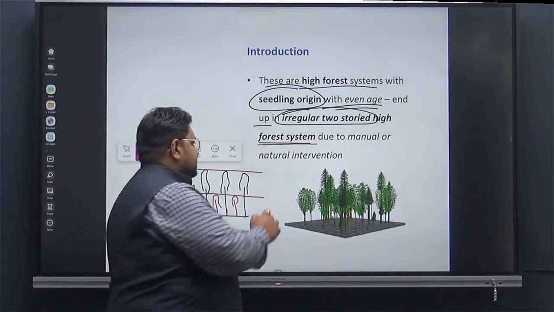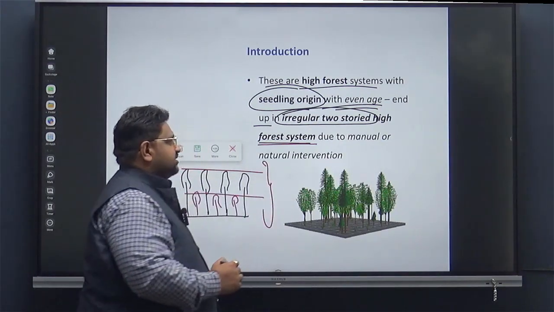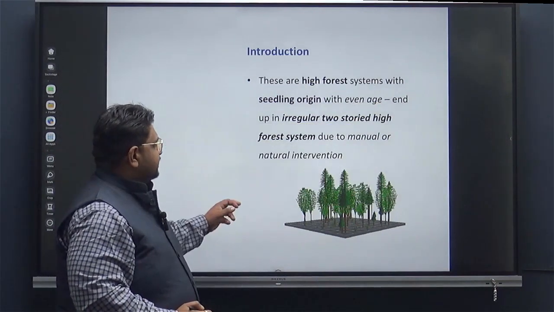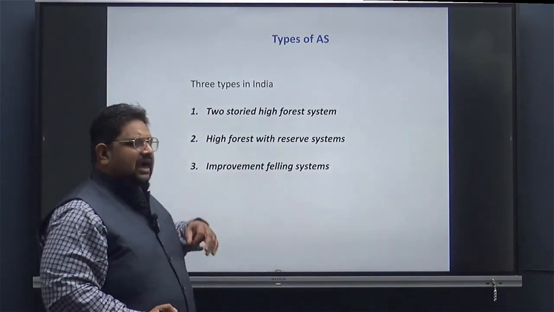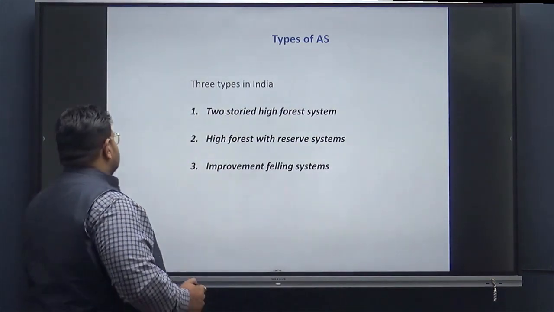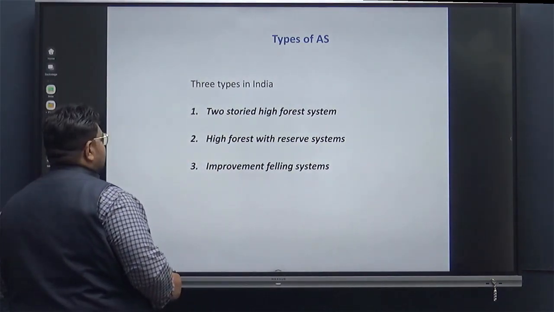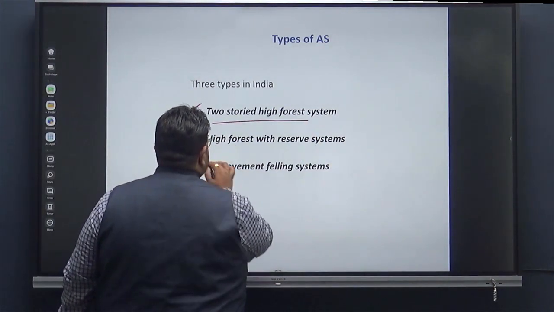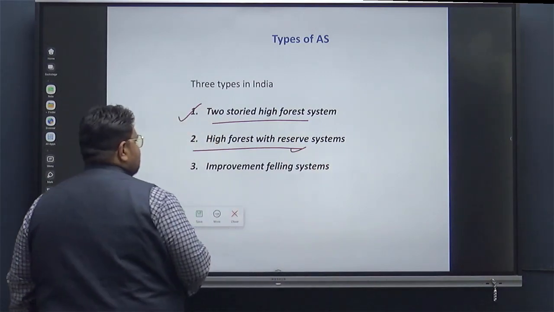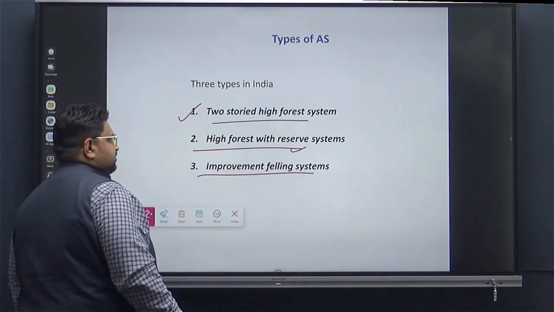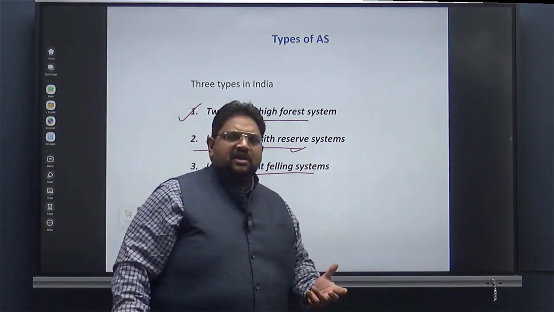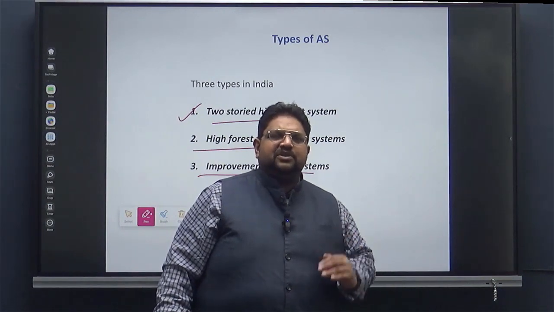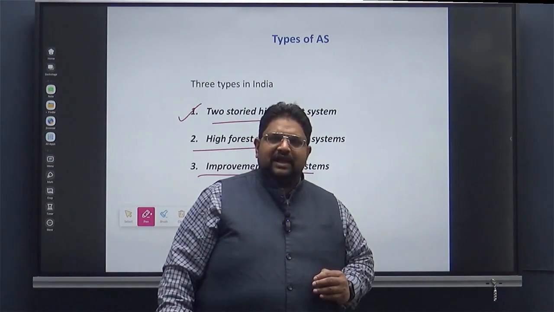Okay, so these two four-storied systems are what is called accessory systems. That is the definition. Under accessory systems, there are three major types mainly followed in India. One is the two-storied high forest system, then we have the high forest system with reserve, and finally the improvement felling system. Even though the improvement felling system is not considered one of the silviculture systems, it is put under the category of accessory systems.